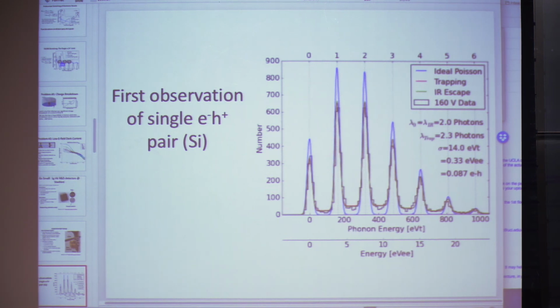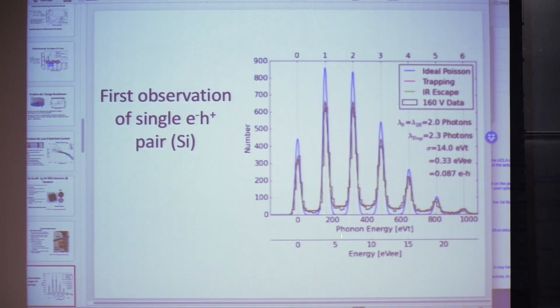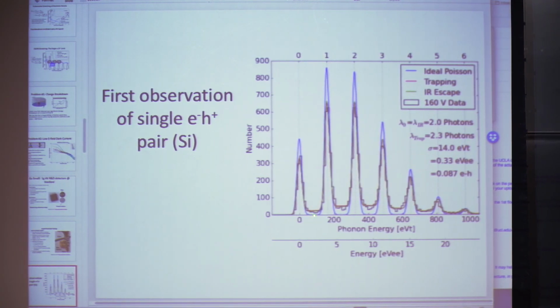So you see the 0. So this was for 160 volt data. So you see we have a 0 peak and a 163. 163 times 2, 326, I guess, eV going up. So that's great. Notice some problems here.